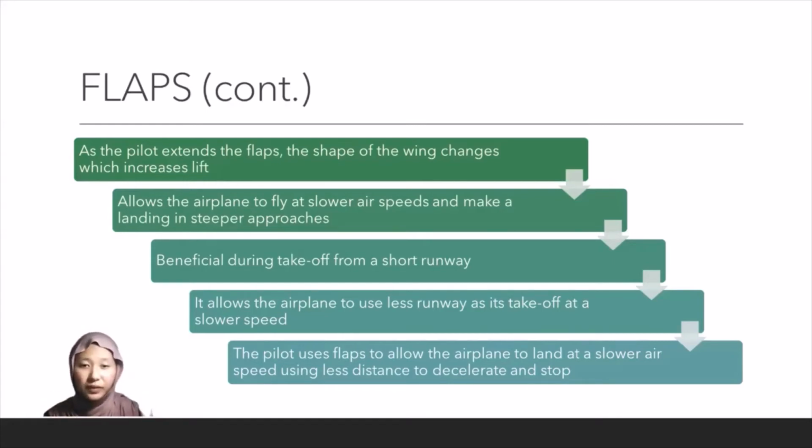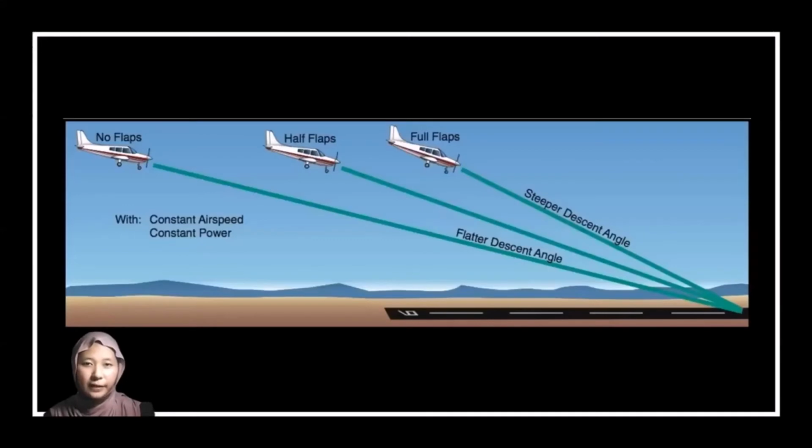Okay, the pilot uses the flaps to allow the airplane to land at a slower speed, using less distance to decelerate and stop, as you can see here in the image. There are full flaps, which cause the airplane to land in a steeper approach, and half flaps, and then no flaps at all.